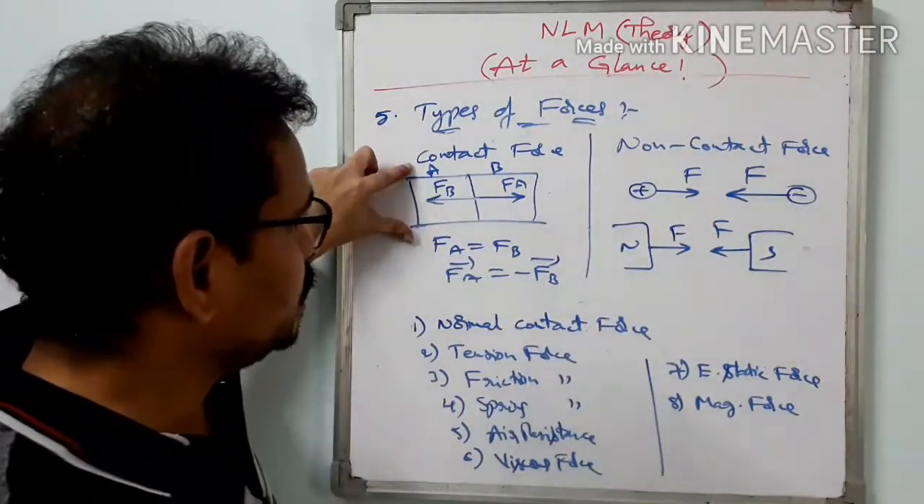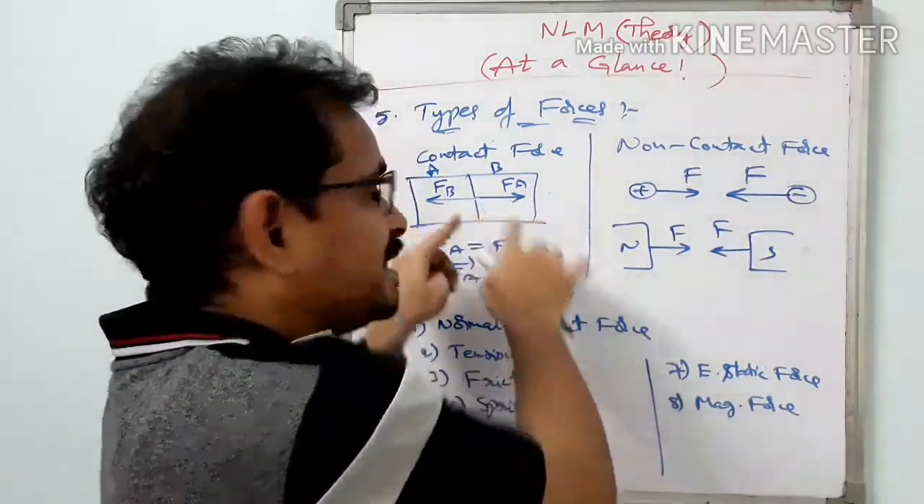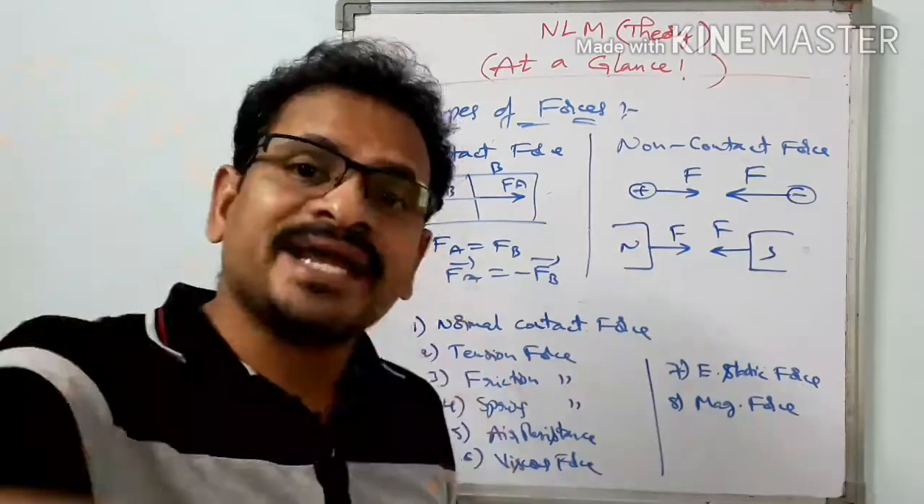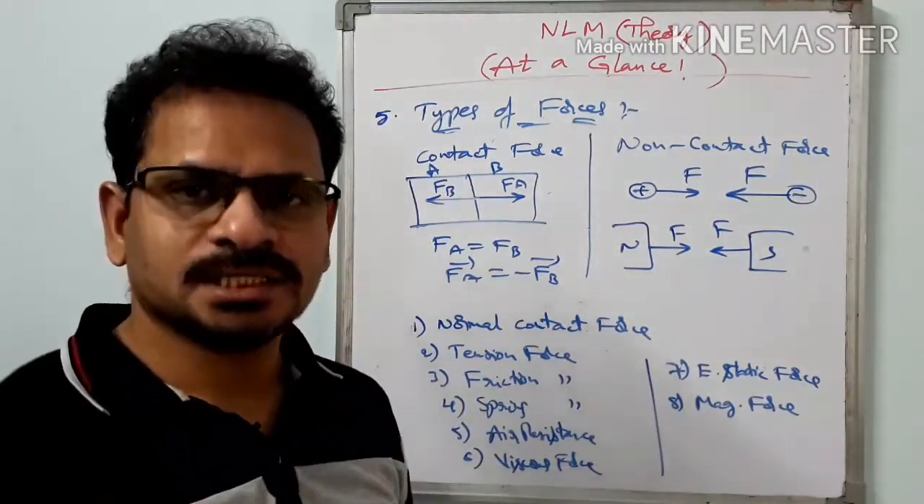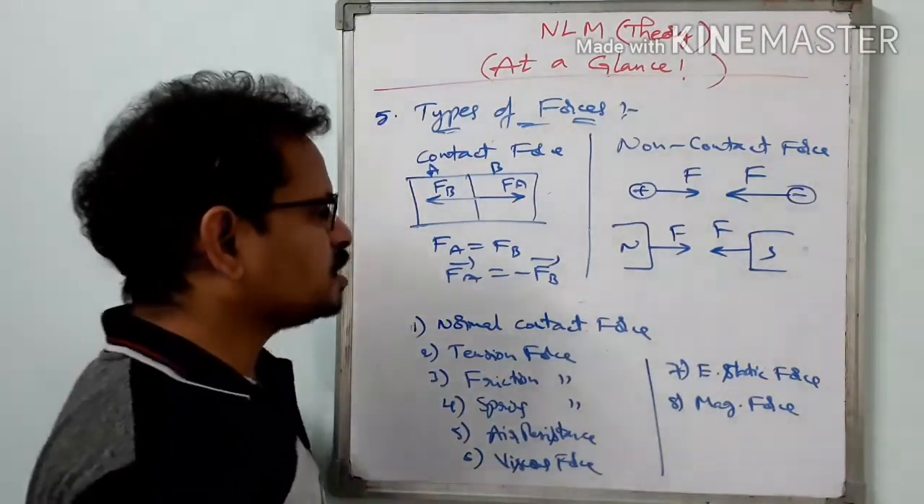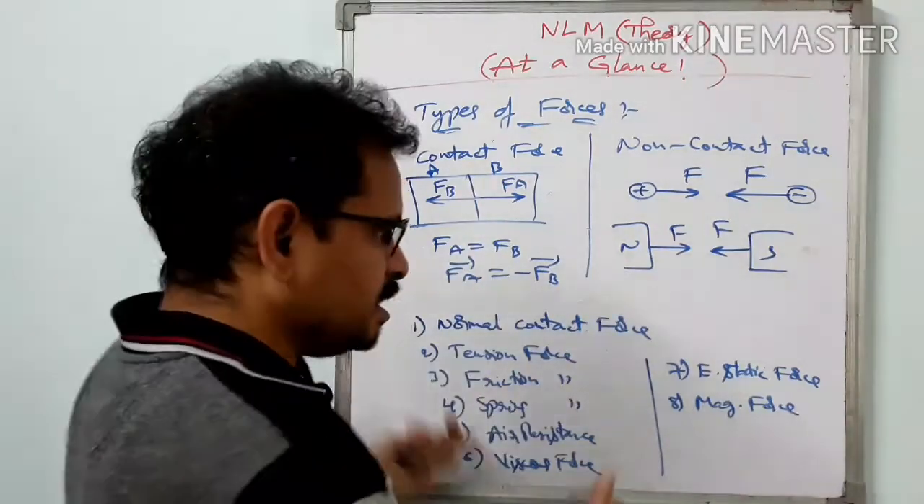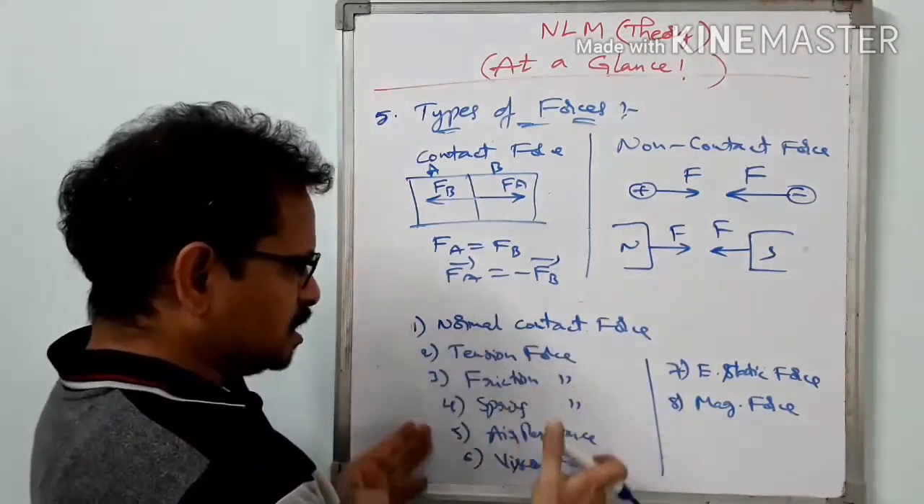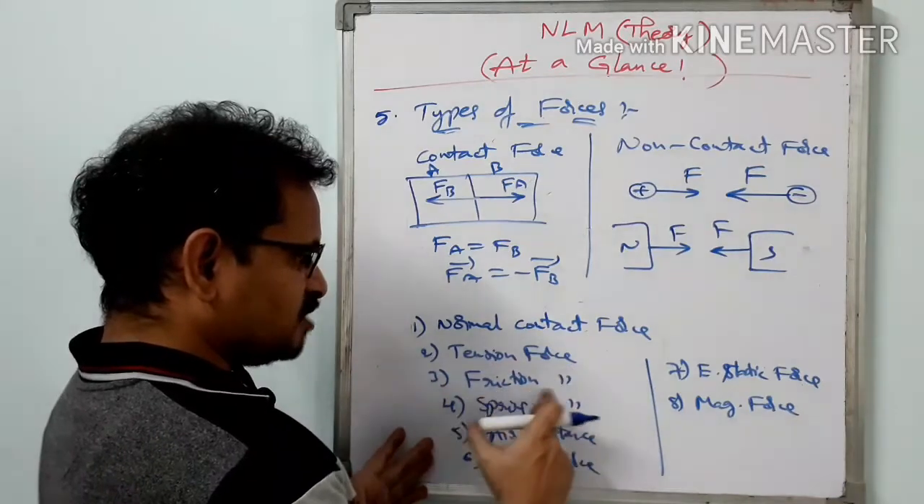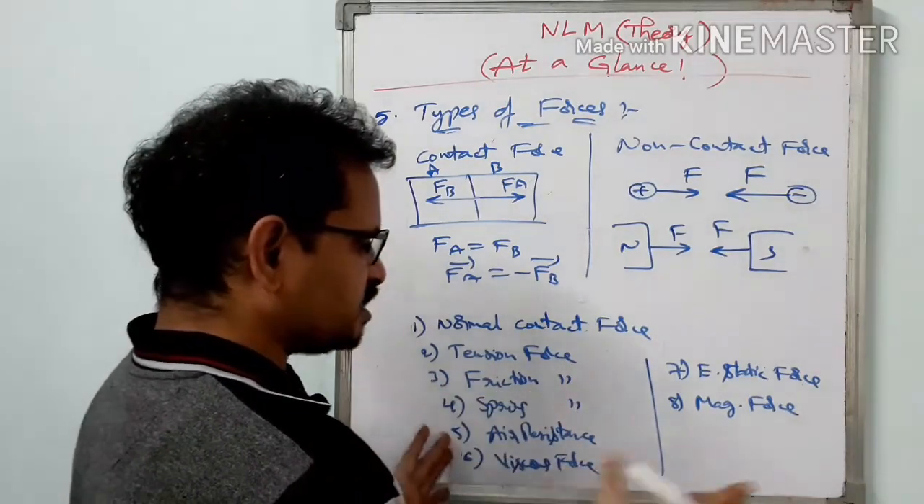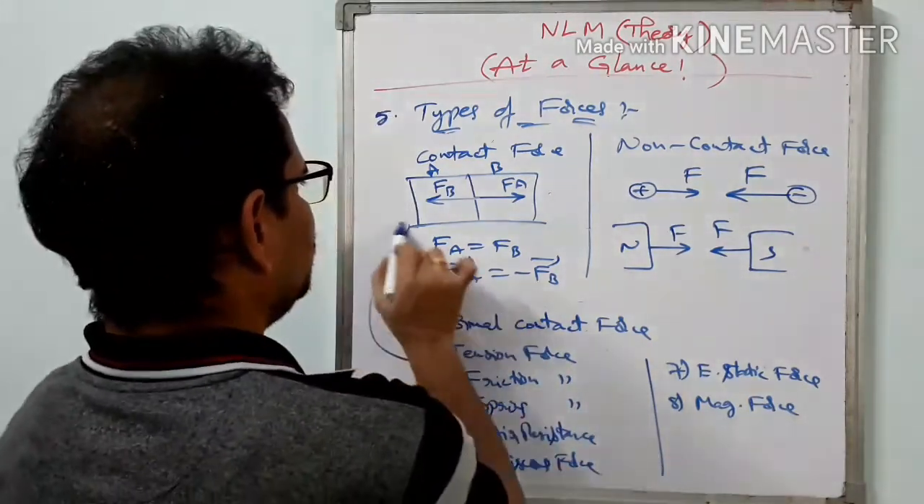These forces can be applied only when the body comes in contact with the other body. Such a force is called a contact force. What are the examples for contact forces and non-contact forces? Our examples are ready here. Normal contact force, tension force, friction force, spring force, air resistance, viscous force. All these are examples for contact forces.